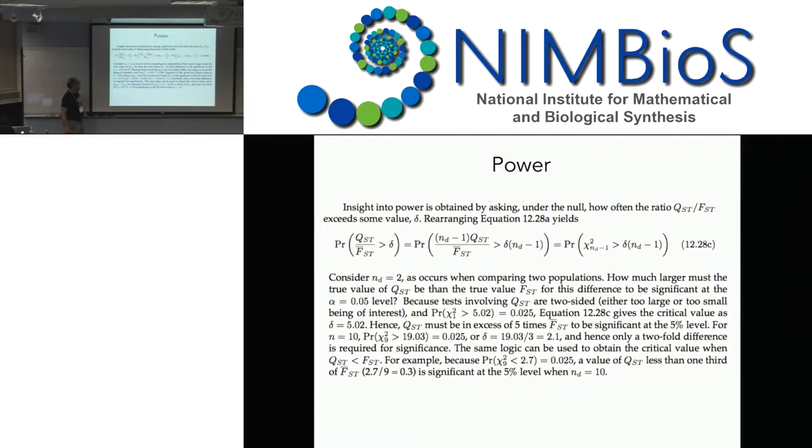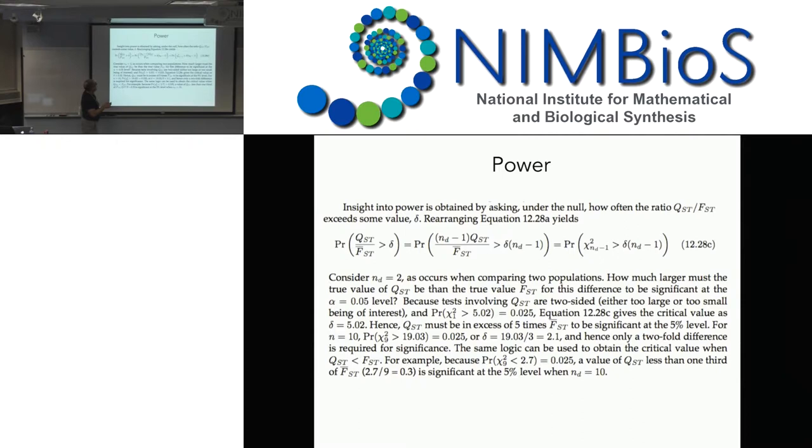If I've got 10 demes, it's got to be twice as large, so it's a bit more reasonable. So the more demes you look at, the smaller this ratio has to be. Likewise, I can ask, is it too small? Well, here, I basically have to have it about a third the value to get that.